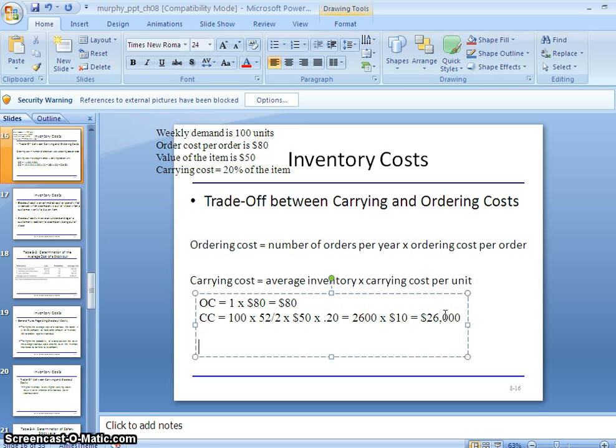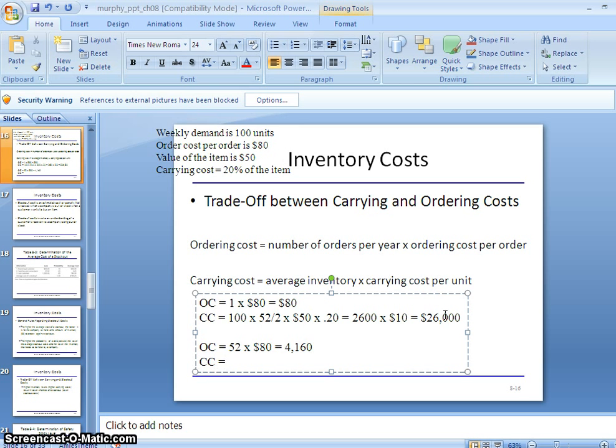So now let's look at ordering one time a week. The ordering cost of ordering one time a week would be 52, because we're ordering those 100 items each week. So 52 times $80 each time we place an order, and that equals $4,160.